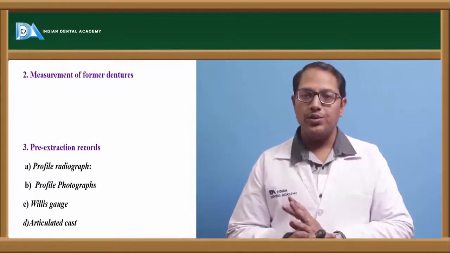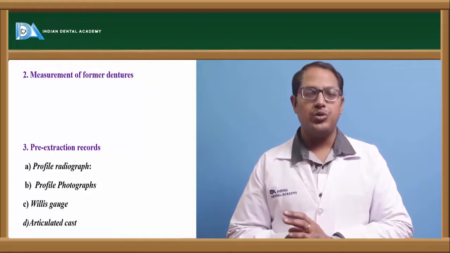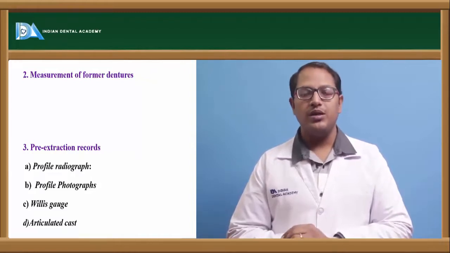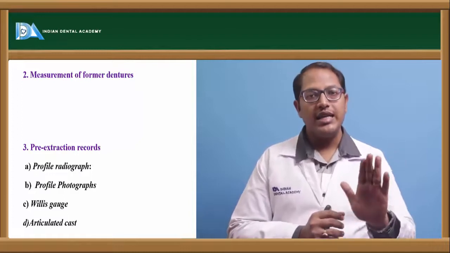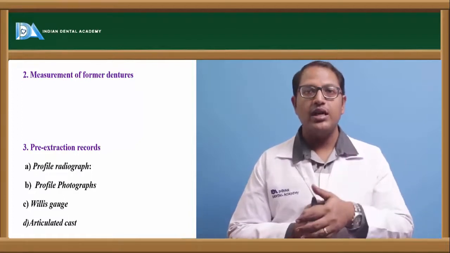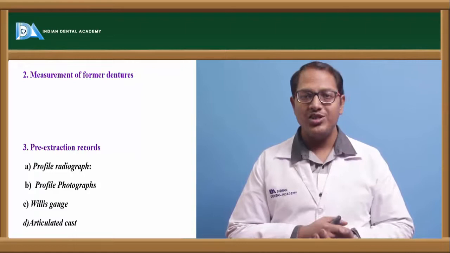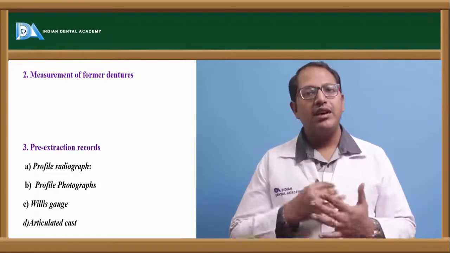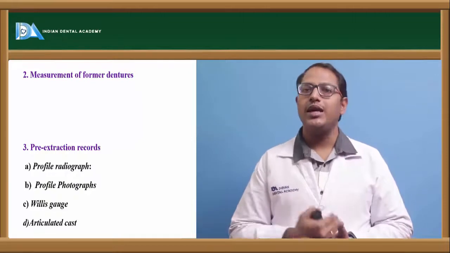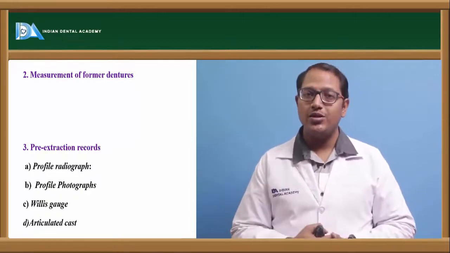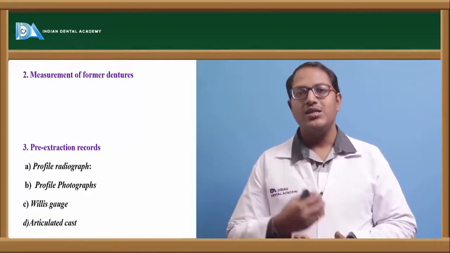If the patient is already a denture wearer, that is a boon to us. How is that a boon to us? Because we already know the measurements from that particular denture and we can assess that denture. If it has worn down, that means we can increase the vertical dimension. Actually, we can never increase the vertical dimension. We can only restore the vertical dimension which was there in the natural dentition of the patient. So that is a basic concept.